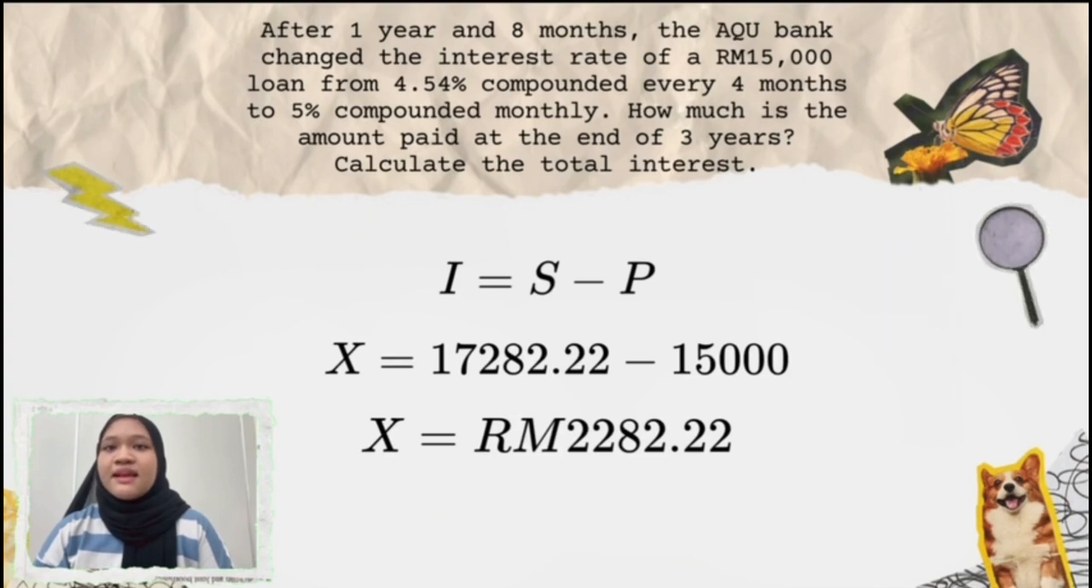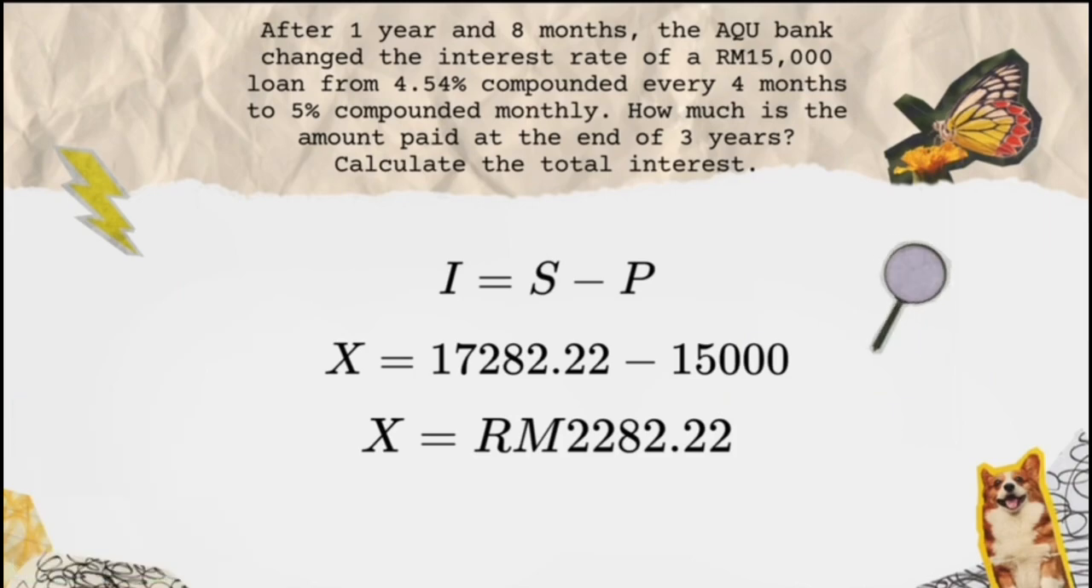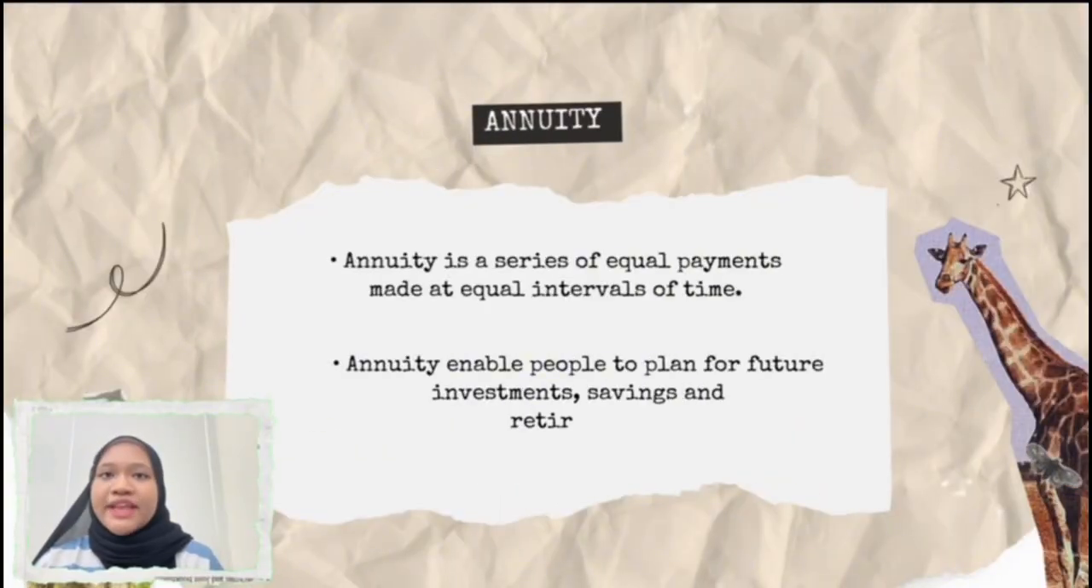After calculating, I equal to 17282.22 minus 15000. The answer for total interest will be 2282.22 ringgit. Chapter 4, Annuity. Annuity is a series of equal payments made at equal intervals of time. Annuity enables people to plan for future investment, saving and retirement.